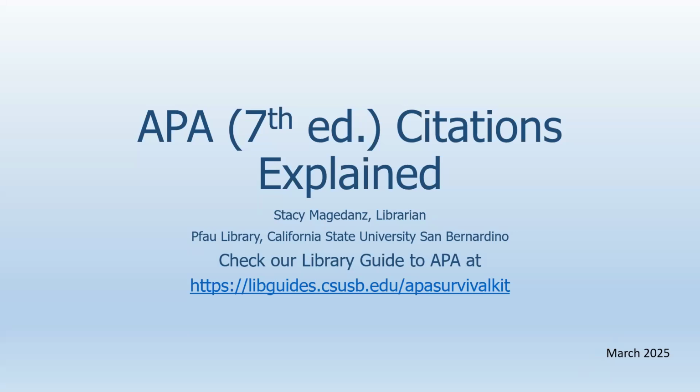Today, I'm going to walk you through a very simple introduction to APA style citations. This won't cover every possible permutation, but it should hit the highlights enough to get you started. For more information and more resources, check out our library guide to APA. We call it our APA Survival Kit. You can find it at libguides.csusb.edu/APA Survival Kit, all one word.